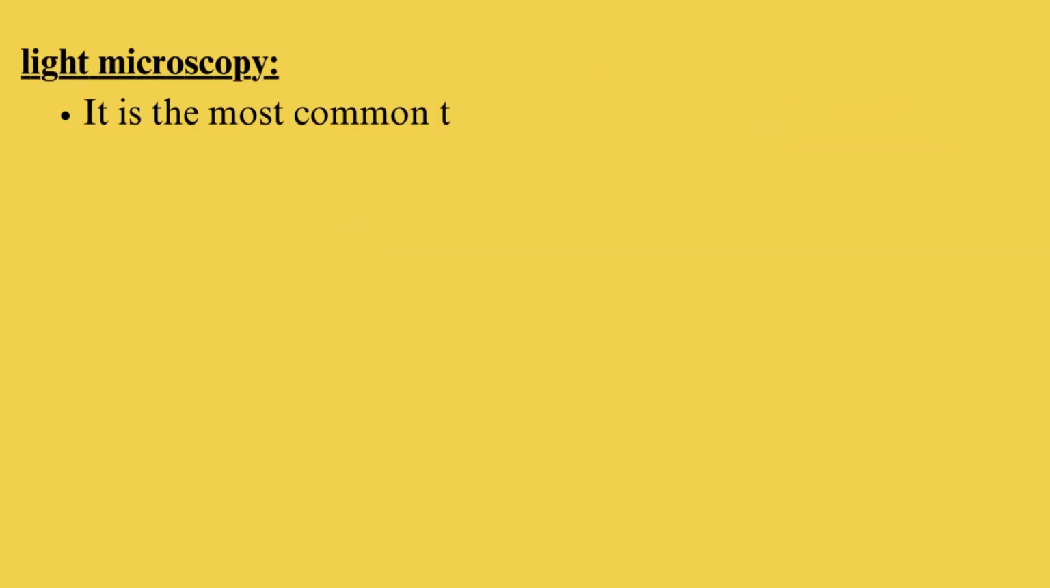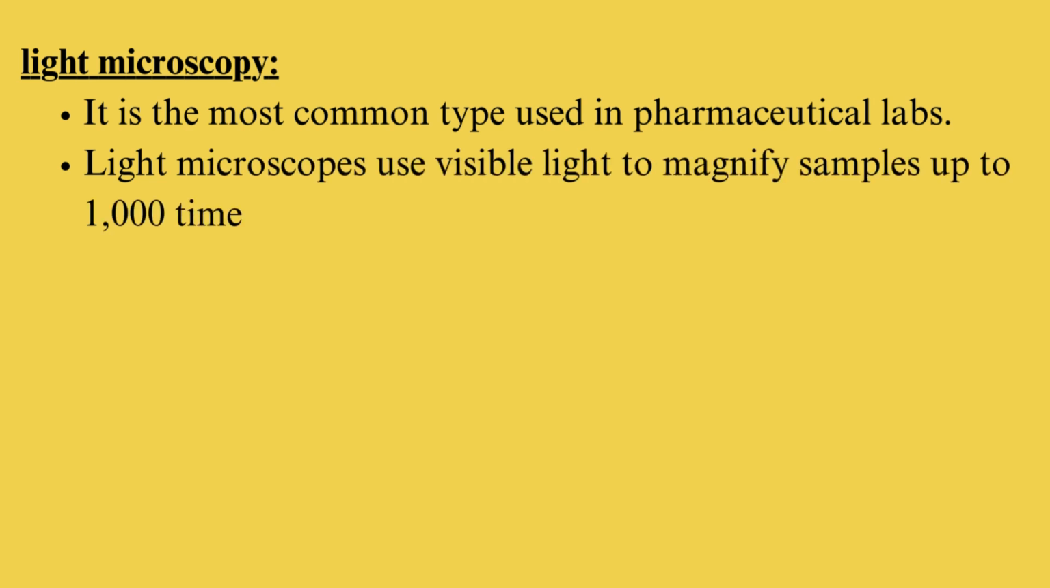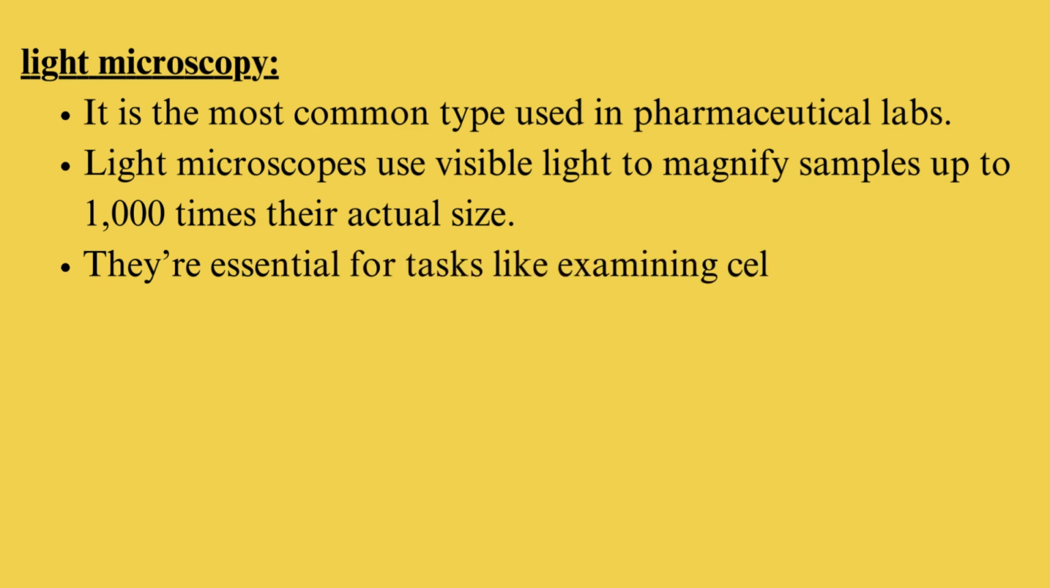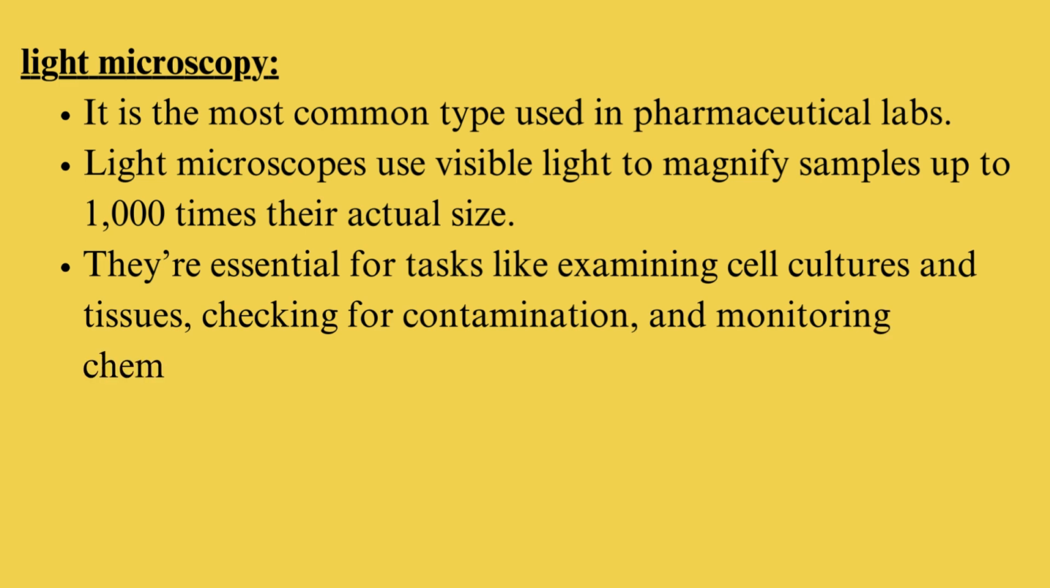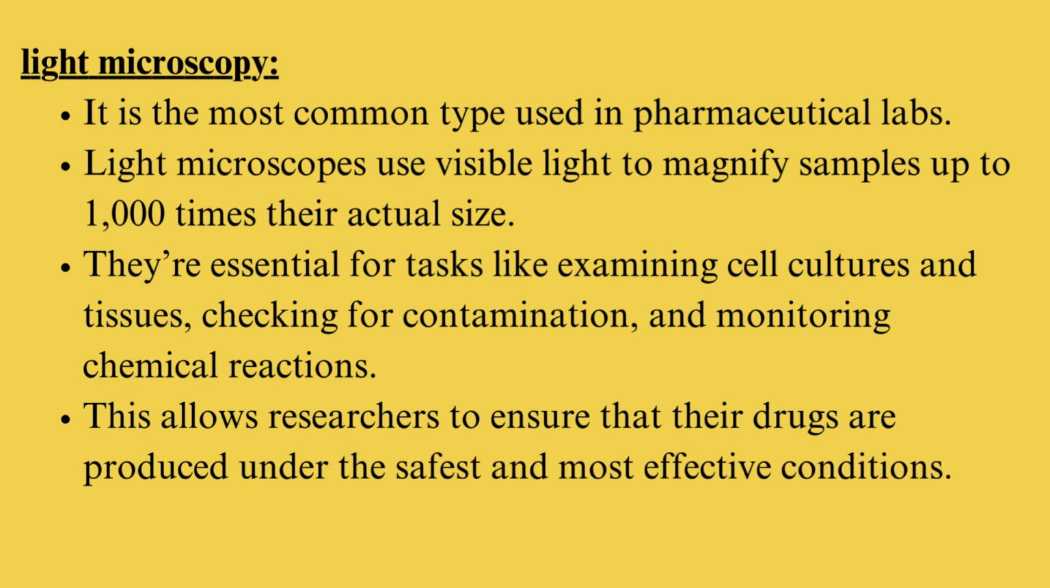Types of microscopy. Light microscopy. It is the most common type used in pharmaceutical labs. Light microscopes use visible light to magnify samples up to 1,000 times their actual size. They're essential for tasks like examining cell cultures and tissues, checking for contamination, and monitoring chemical reactions. This allows researchers to ensure that their drugs are produced under the safest and most effective conditions.